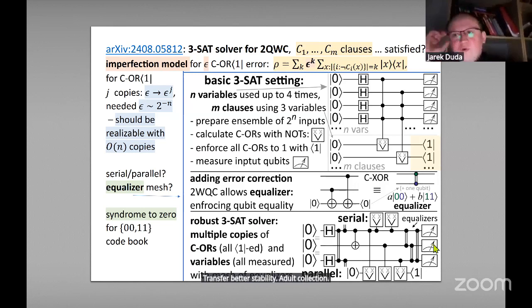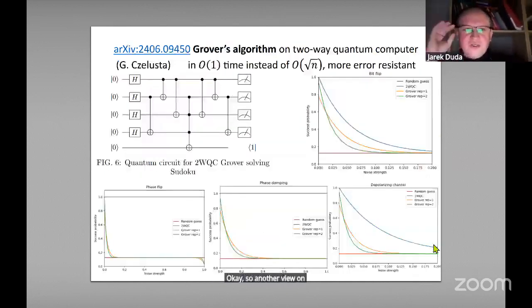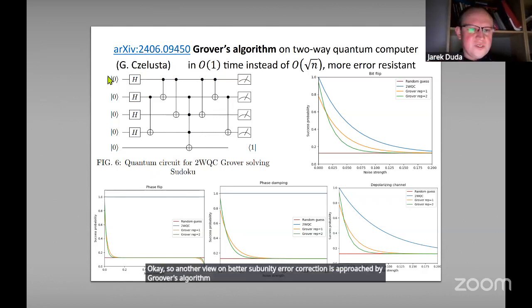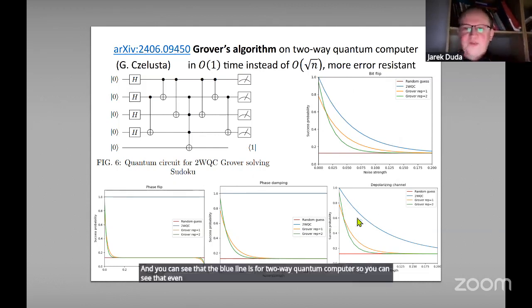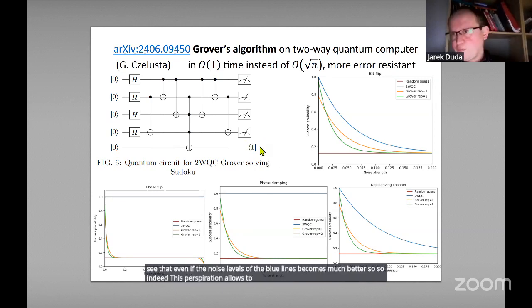Another view on better stability and error correction is the approach of Grzegorz Lusta to Grover's algorithm. Here is his view, and now instead of measurement, he makes this post-selection and compares this Grover's algorithm with the standard one and tests for various noise models. You can see that the blue line is for the two-way quantum computer. Even with the noise level, the blue line behaves much better. So indeed, this post-selection allows to improve the stability of quantum algorithms.